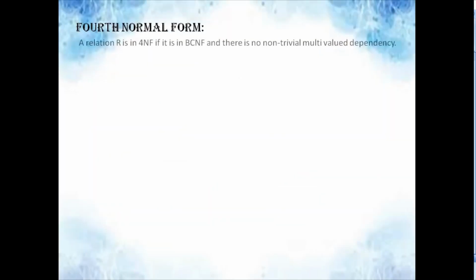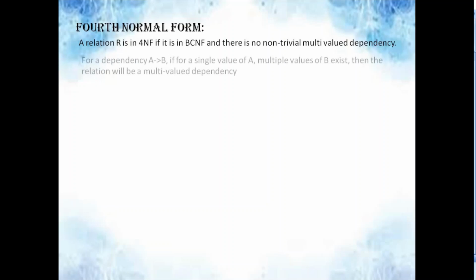Fourth normal form. A relation R is in 4NF if it is in BCNF and there is no non-trivial multivalued dependency. For a dependency A to B, if for a single value of A, multiple values of B exist, then the relation will have a multi-valued dependency.